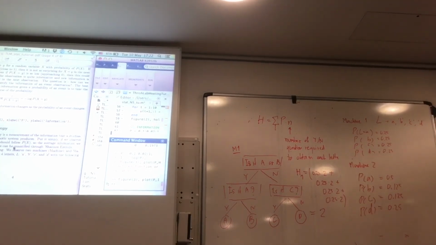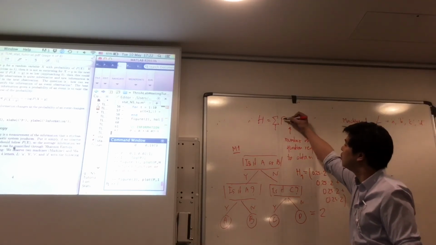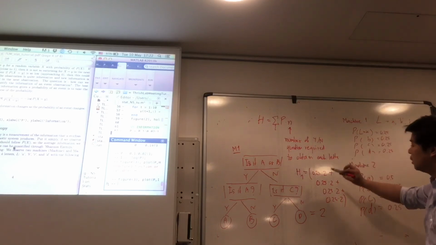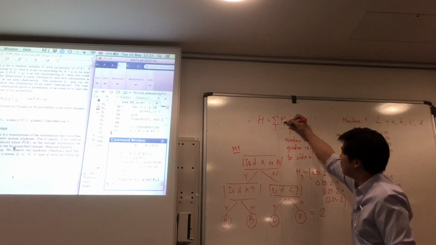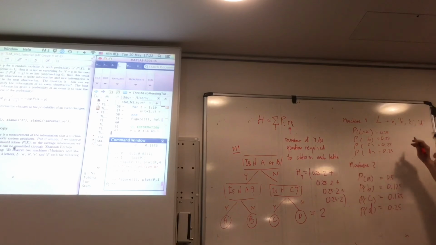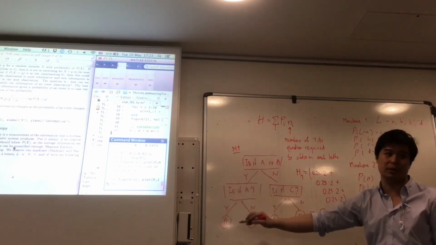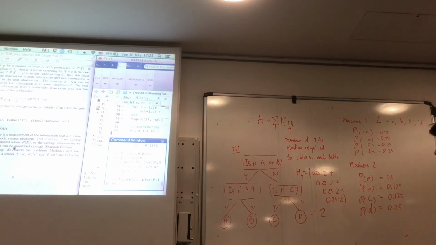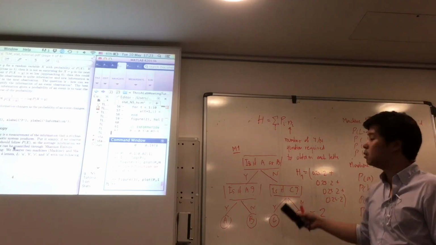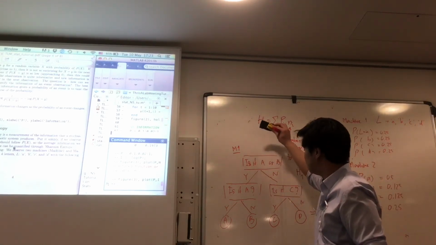Can you explain that 0.25 times 2? Because it follows this Shannon entropy formula: the probability times the number of yes or no questions to get that letter. So the probability is 0.25, and to get A you need 2 questions, for all times. But it can be different now. For machine 2, some are 1 question and some are 2 questions.